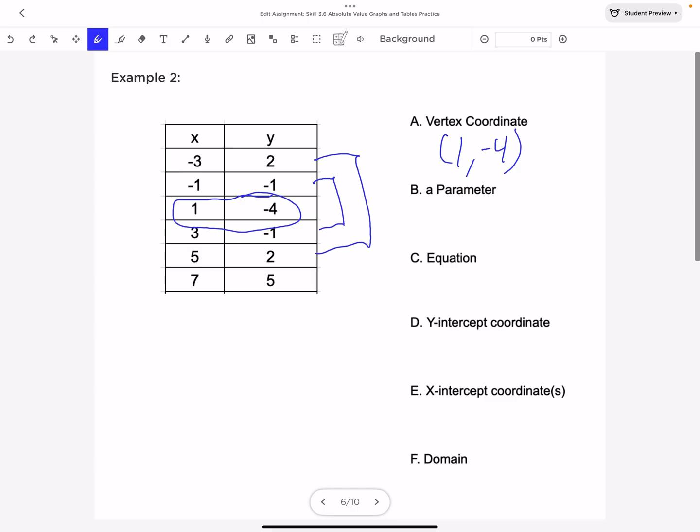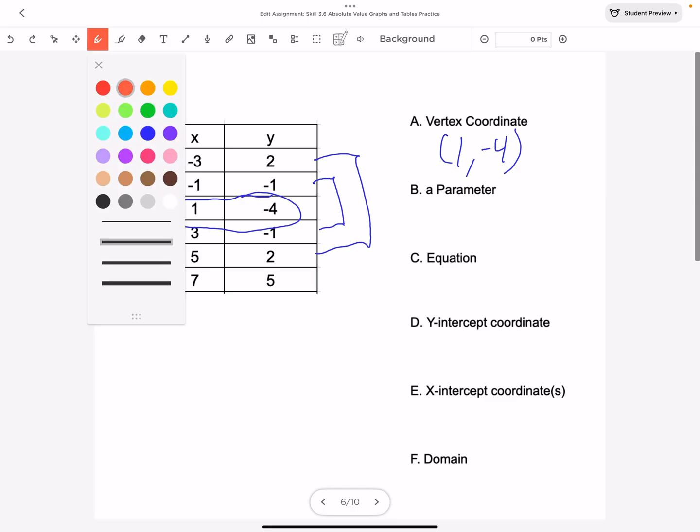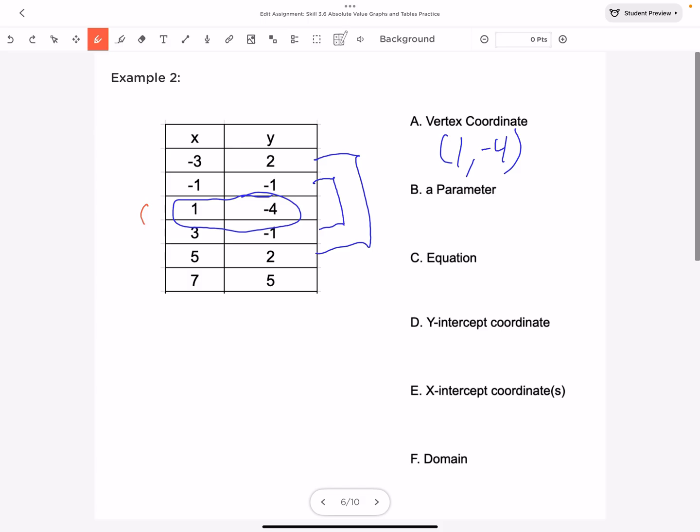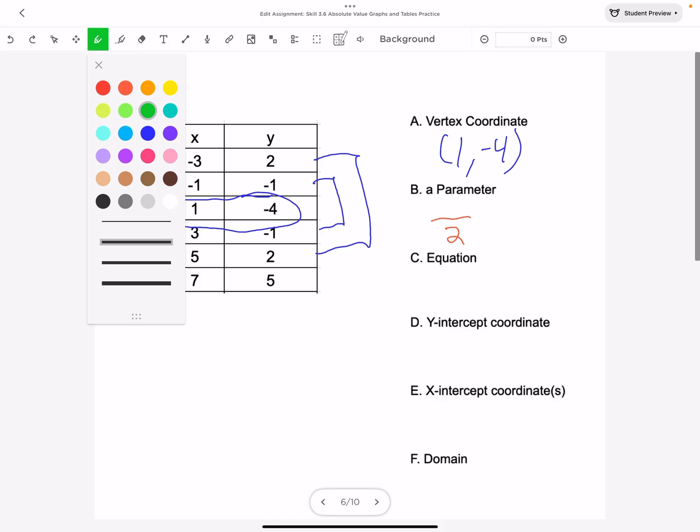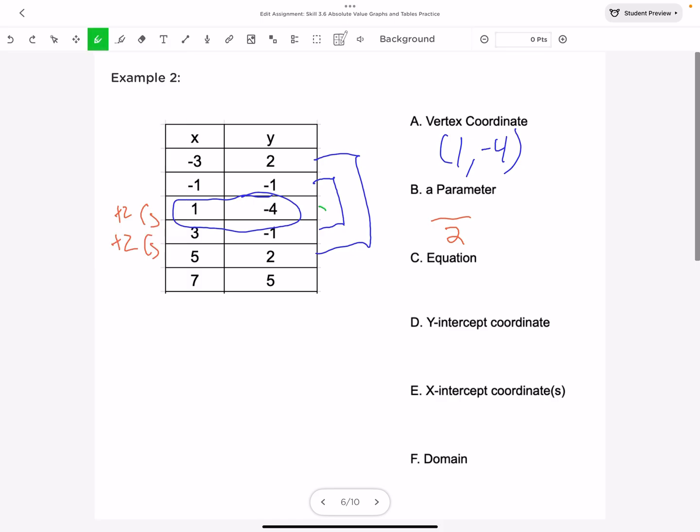Now to find the a parameter, I'll switch to here. See how for my y values, I go +2, +2. And so that's going to be my denominator. And then for my x values, see how I go +3 and then +3, right? And so that's going to be my numerator. So my a parameter is 3/2.